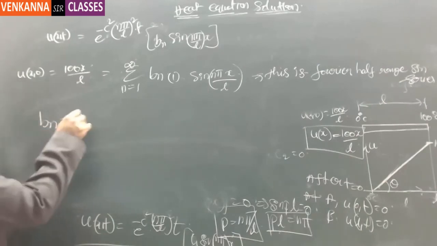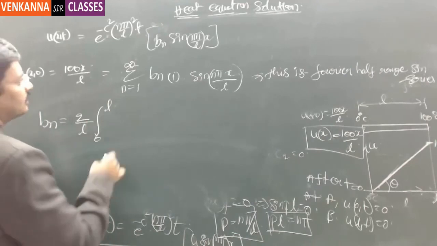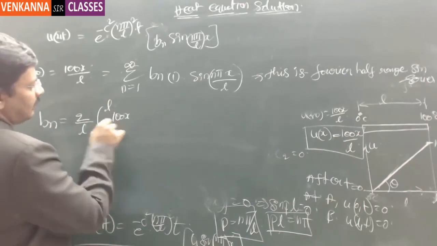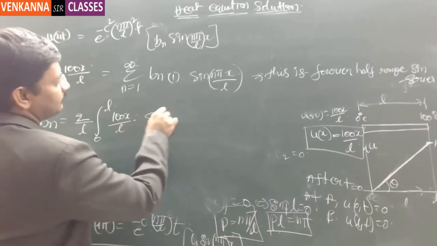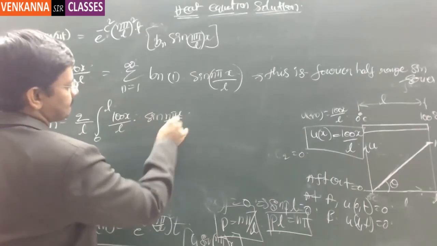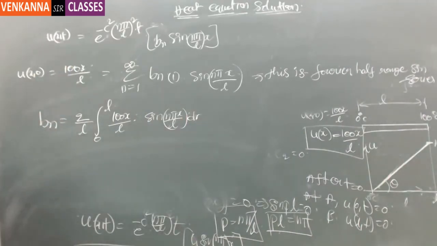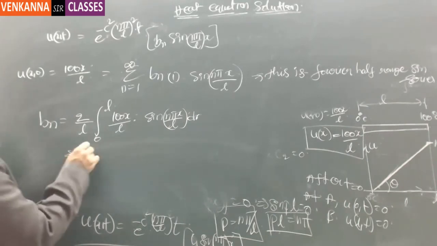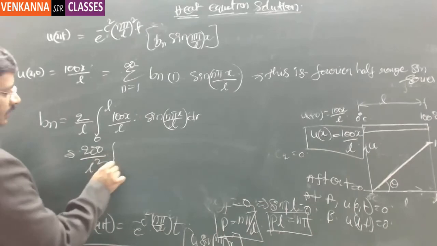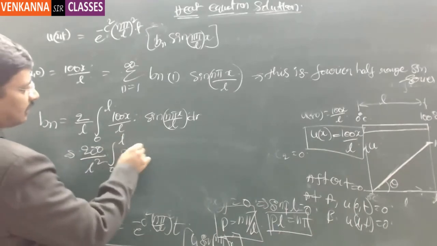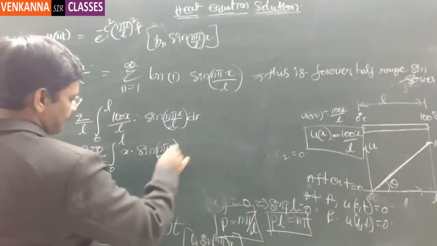Bn is equal to 2 by L times the integral from 0 to L of 100x by L into sin(n pi x by L) dx. So this is how we will be finding out the Bn value. This Bn is going to be 200 divided by L square times the integral from 0 to L of x times sin(n pi x by L) dx.